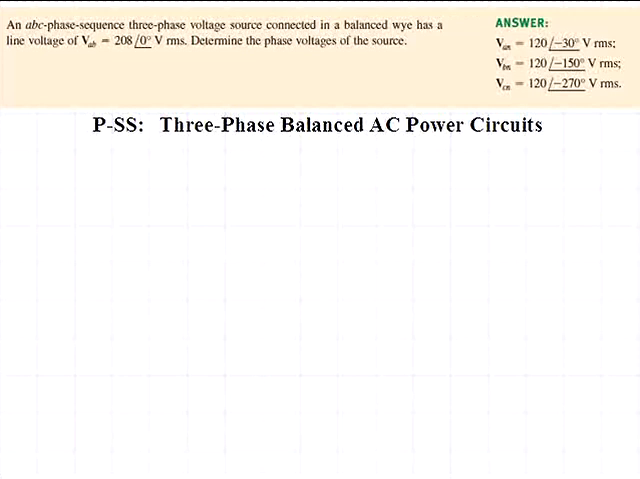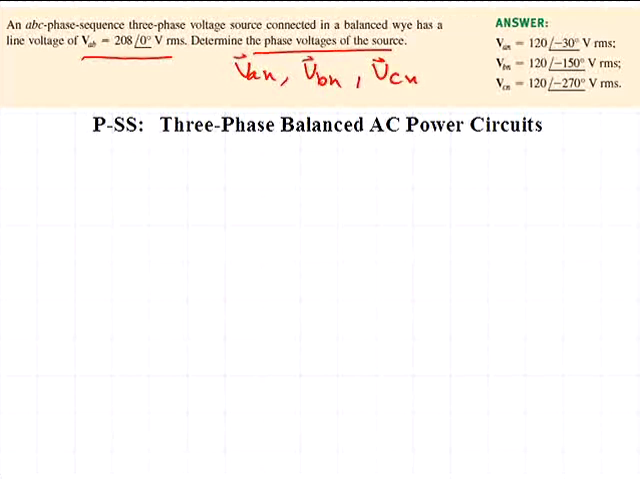sequence. The VAB line-to-line voltage in this three-phase system has a value of 208 at an angle of 0 degrees volts. We are to determine the phase voltages of the source. This would be the VAN, the VBN, and the VCN.